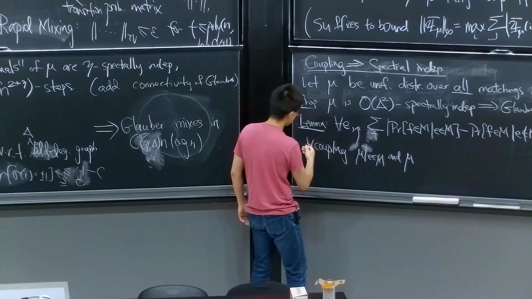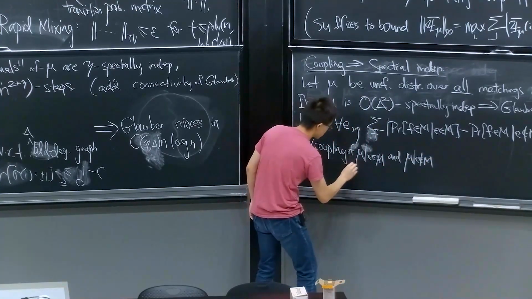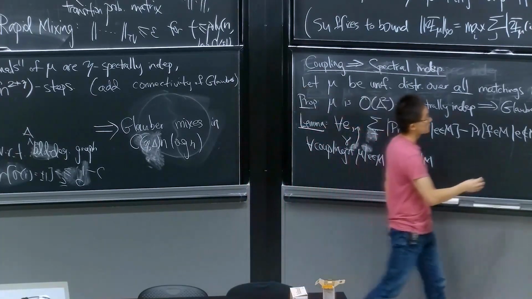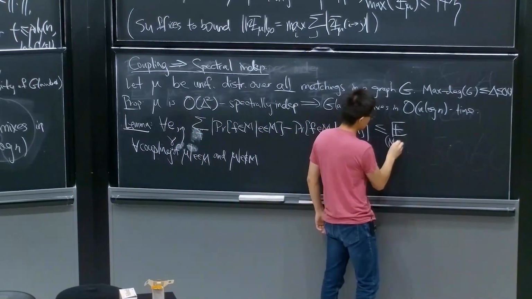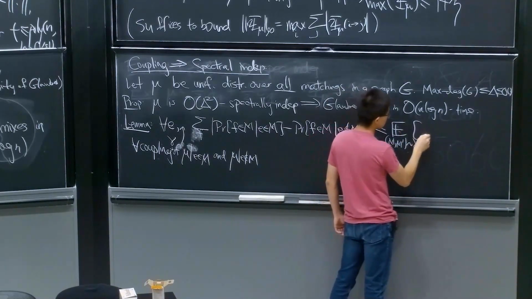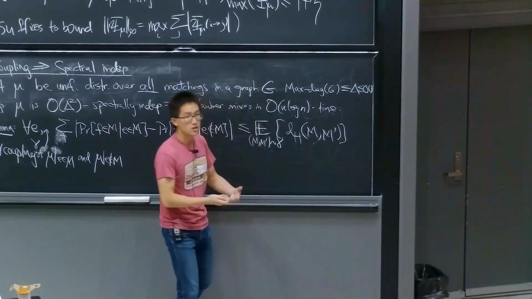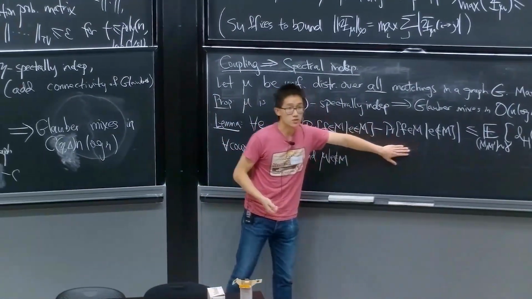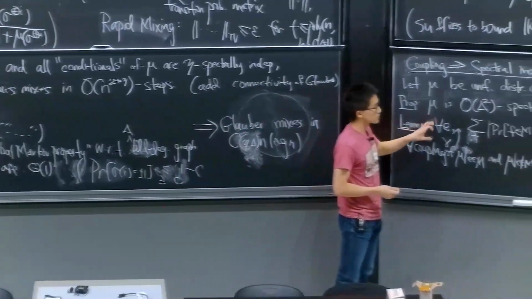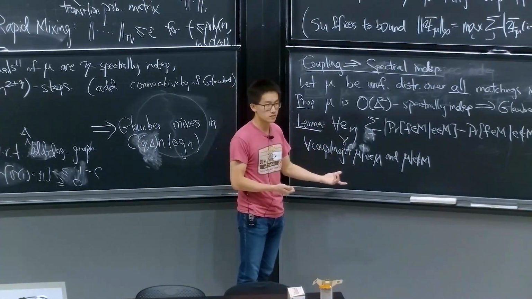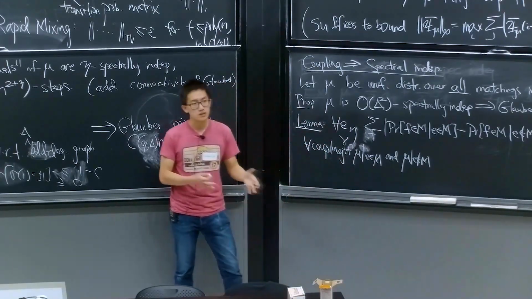call this coupling gamma. For any coupling of the two conditional distributions, if I look at the expectation of a random sample under this coupling, and look at the Hamming distance between two matchings, the number of edges in which these two matchings disagree, this is an upper bound on the total influence of that edge E. Then we'll construct this coupling iteratively and use that to prove the claim for matchings. But this is the main technical lemma that relates coupling and spectral independence.